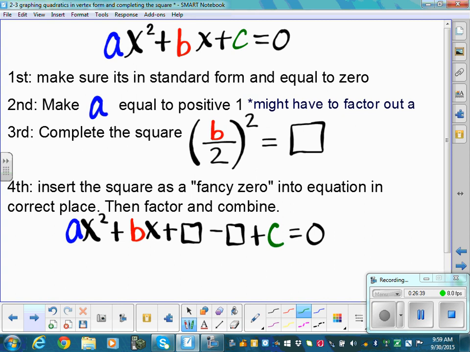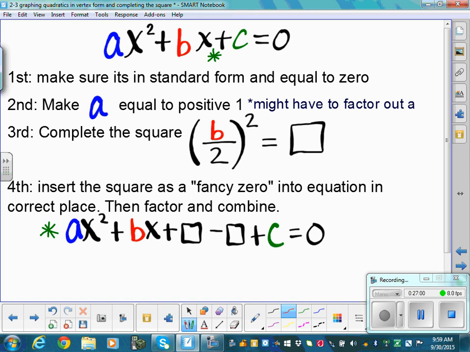Now notice, this is really important. I inserted the square right after bx. Does everybody see how right after bx I added my square? Then I subtract my square, and then I have my plus c. So you've got to insert this into the correct place. It's after bx. Add your square, subtract your square, plus c is equal to 0.